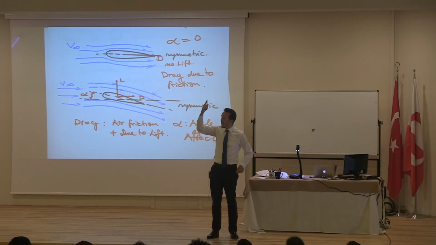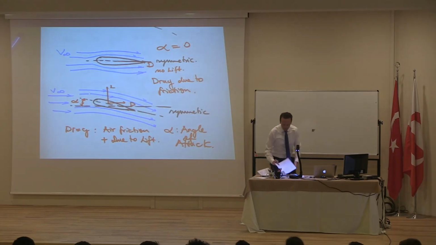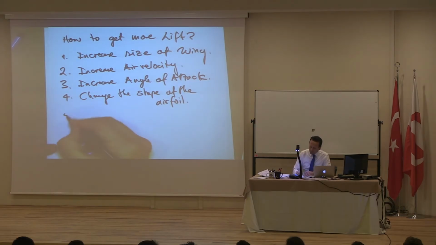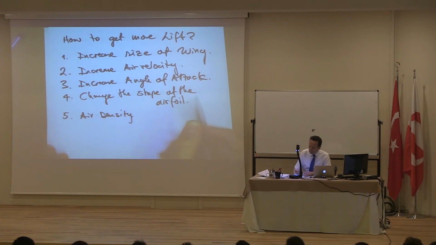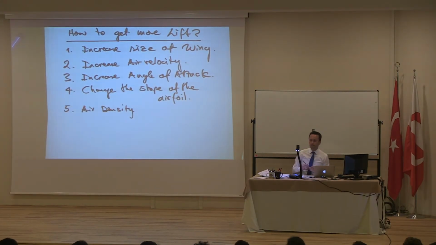So when you fly at high altitudes, it means you need to go either faster or have more angle of attack, right? Or change the shape of your wing. You choose, right? Is that good? So the fourth one, or what do we have now? The fifth one is air density. Okay? These are the ones that affect the lift.